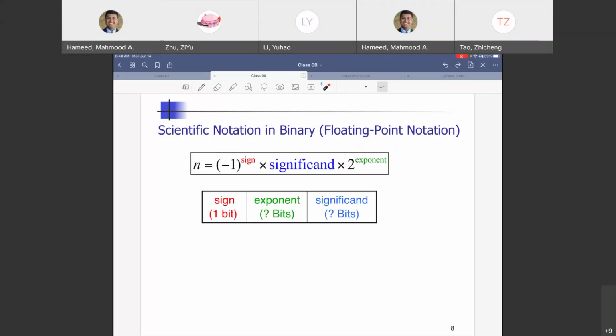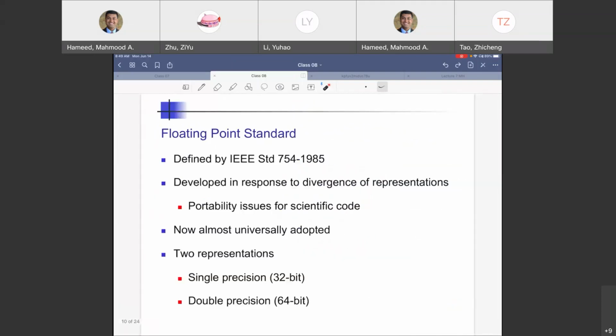Now, what are your fields? You have 1 bit for sign. Everybody agrees. We are not able to agree upon the number of bits used for exponents. And we know that exponent is going to control what? The range of numbers you can represent. And then we are not able to agree upon the number of bits used for the significand. Whatever remains, of course, 32 minus that or 64 minus that. But we are not able to agree on that, right? All that we know is this guy controls range, this guy controls precision. That's why we need a standard.